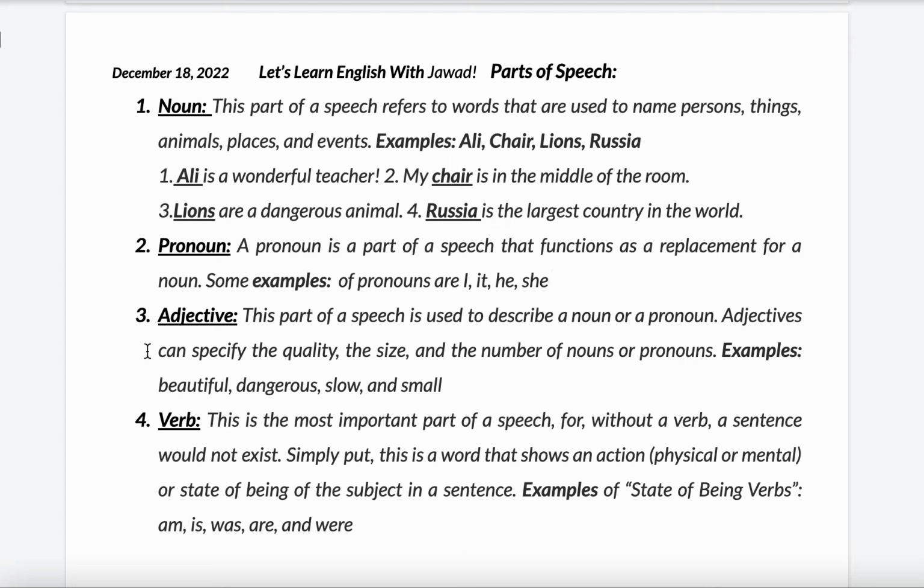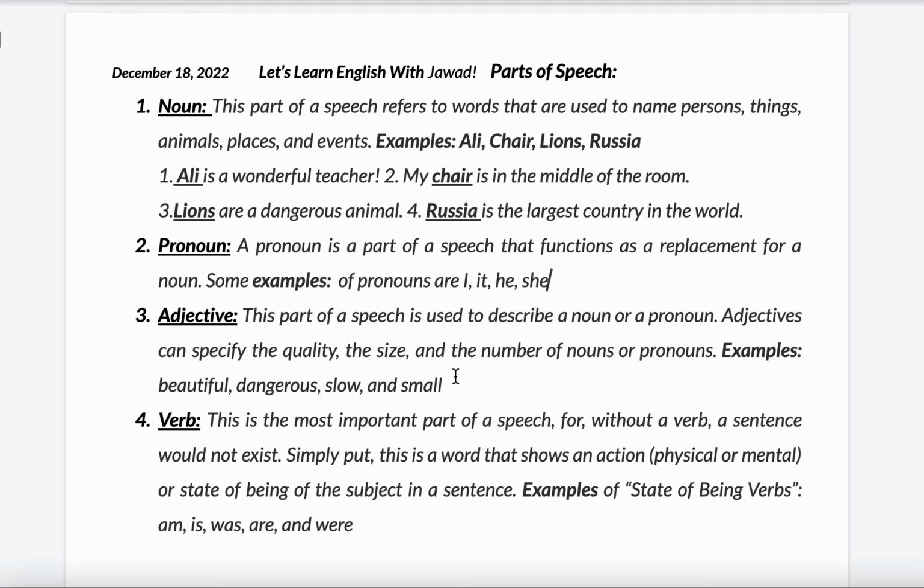The third one is called adjective. Now, adjective, it says this part of speech is used to describe a noun or a pronoun. Adjectives can specify the quality, the size, the number of nouns or pronouns. Example: beautiful, dangerous, slow, whatever. So what is the meaning of adjective? An adjective is a word that we use to compliment or to describe a person or a thing.